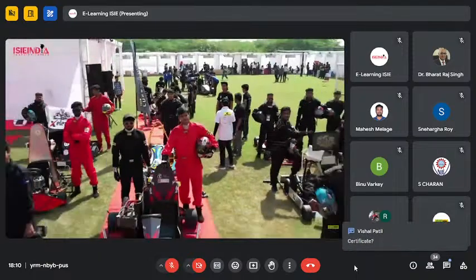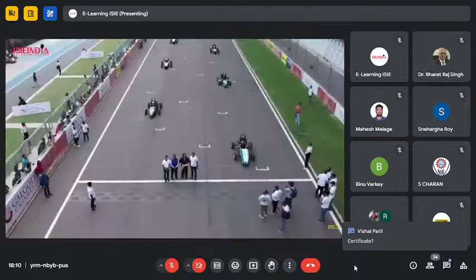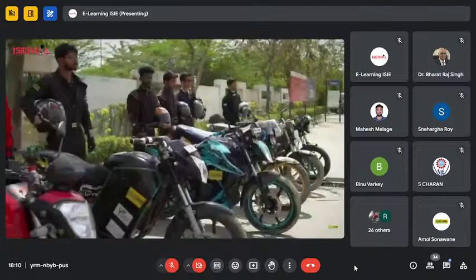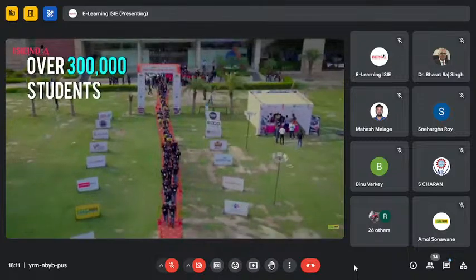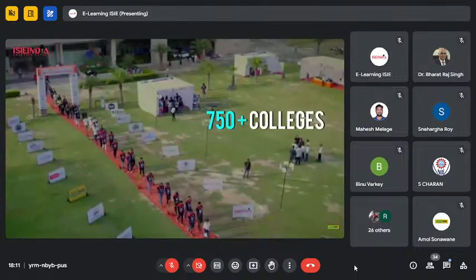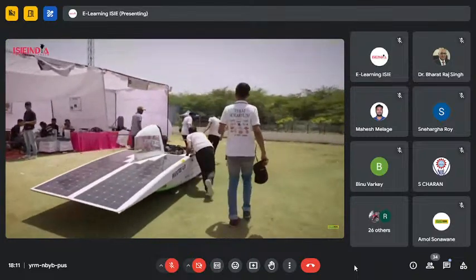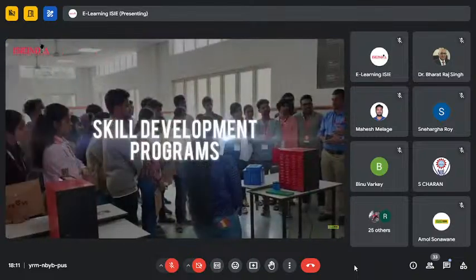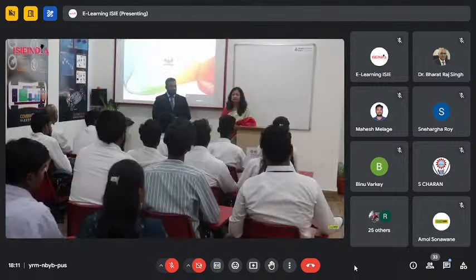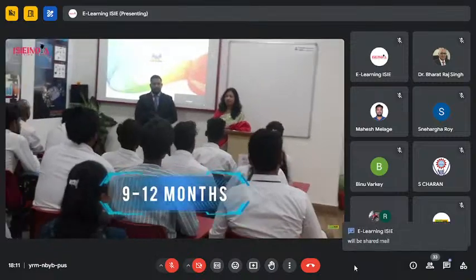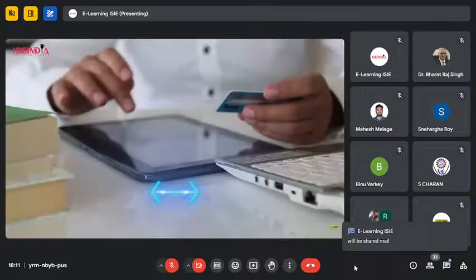And with national and international e-mobility events such as Electric Solar Vehicle Championship, Formula Imperial, Indian Karting Race, and e-bike design challenge, we have provided a platform for over 3 lakh students from more than 750 colleges and universities to come up with innovative projects. In addition to this, we are offering various skill development programs, faculty development programs, corporate trainings, and a spectrum of courses with duration from 9 to 12 months, with live and recorded interactive classes, with the added flexibility of paying after course completion.